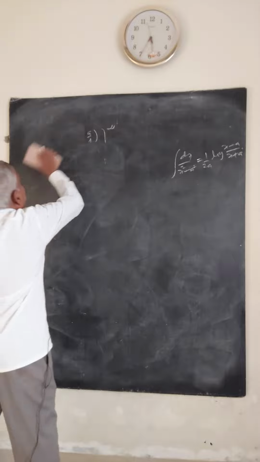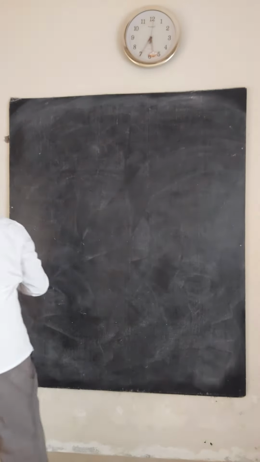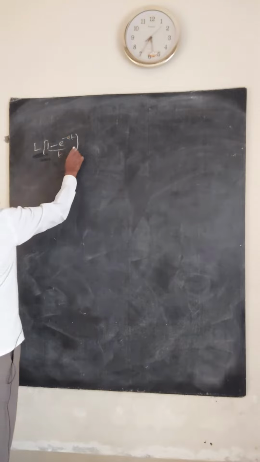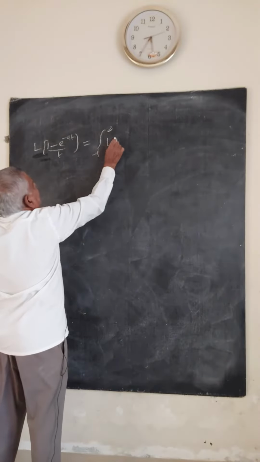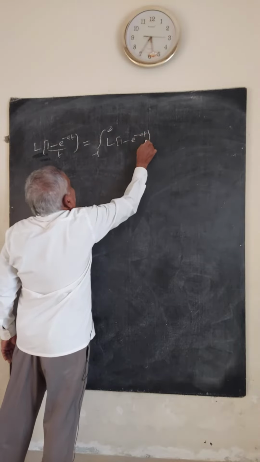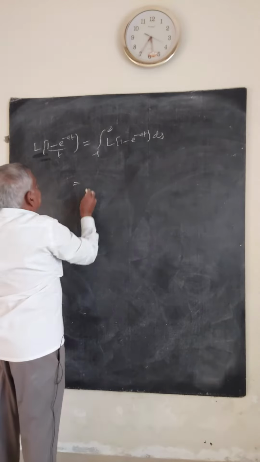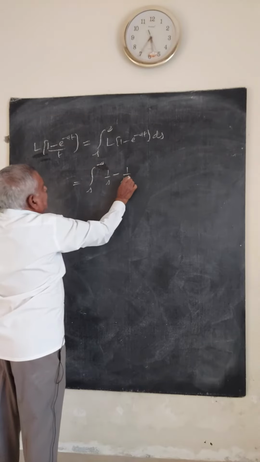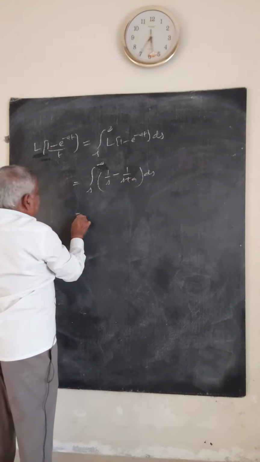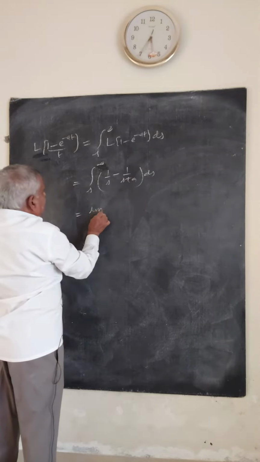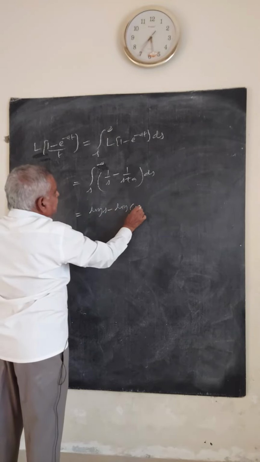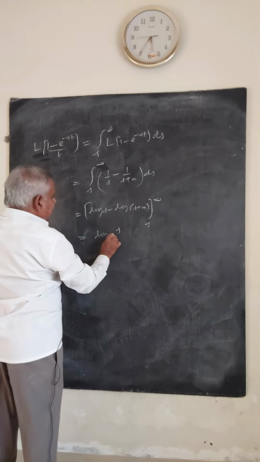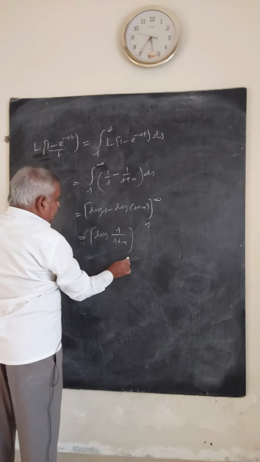Again, one more sum. L of (1 − e^(−at))/t equals integral from s to infinity of L of (1 − e^(−at)) ds, equals integral from s to infinity of (1/s − 1/(s + a)) ds. Log s minus log of (s + a), limit is s to infinity, log of s/(s + a), limit s to infinity.